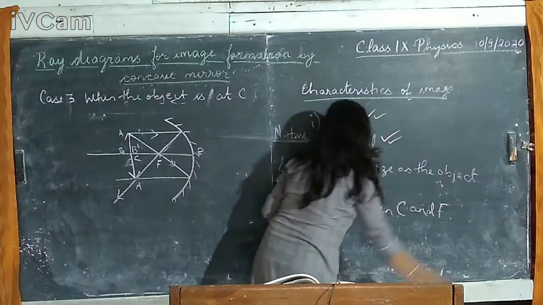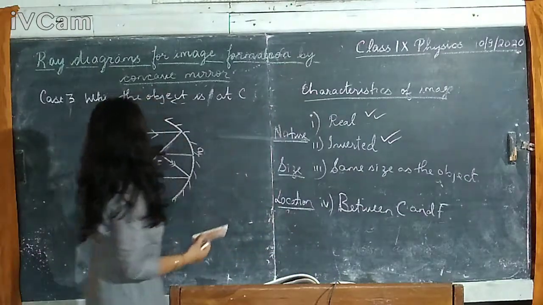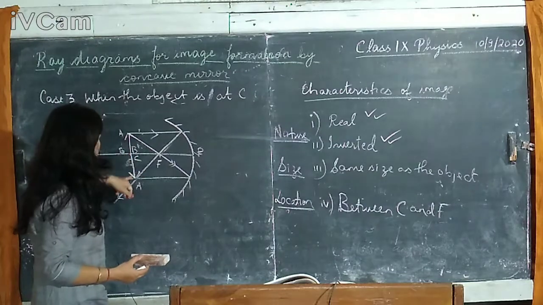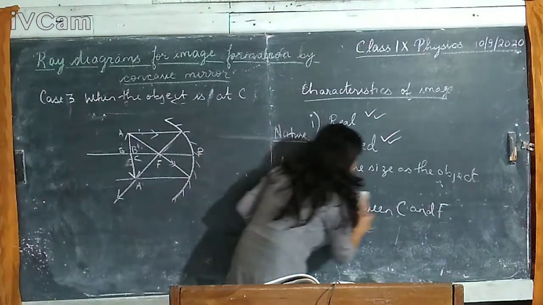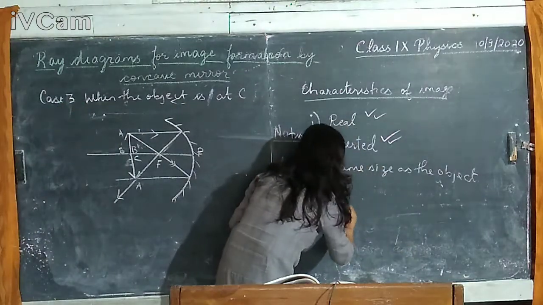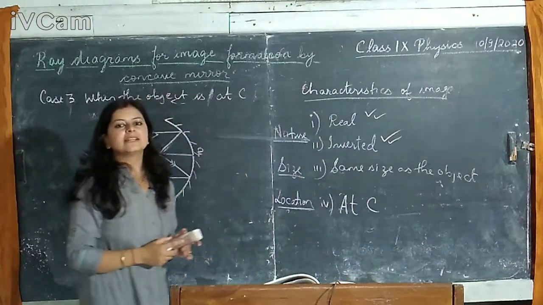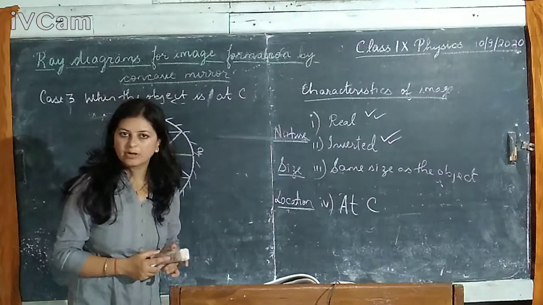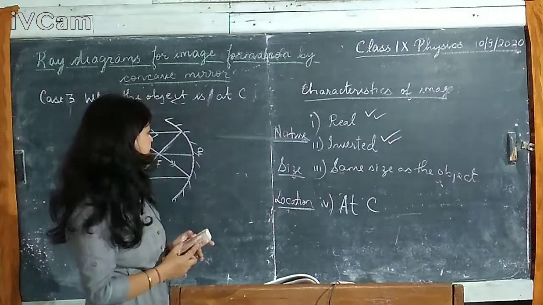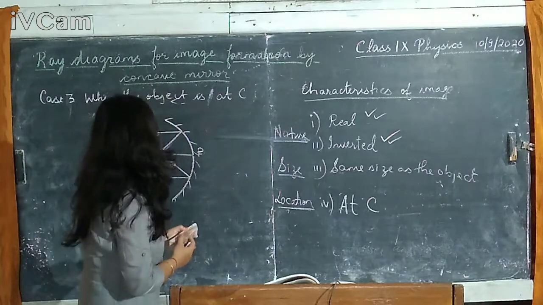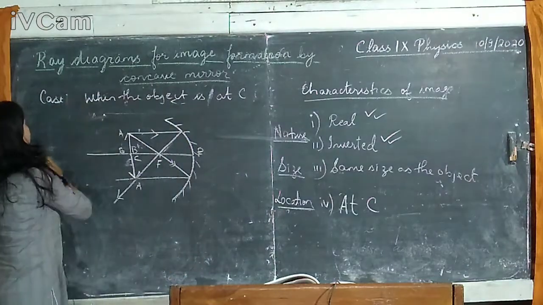And talking about the location, where is it formed? It is formed exactly at C. So the object was placed at C and the image is also formed at C. So the location of the image is at C. Alright, so if you place the object at the center of curvature, image will also be formed at the same point, that is the center of curvature, and the size of the image will also be the same as the object. Okay, let's quickly proceed to the fourth case.